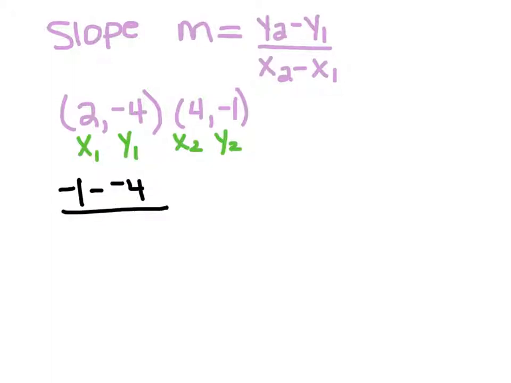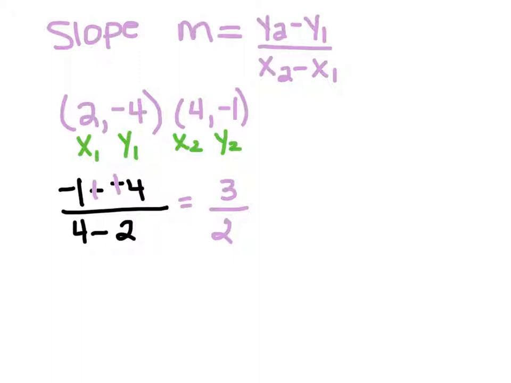Over x sub 2, 4, minus x sub 1, 2. And then because we have minus and negative, we always change that to plus or positive. And we get 3 over 2. And then it's going to ask us to tell whether the line rises, falls, is horizontal, or is vertical.